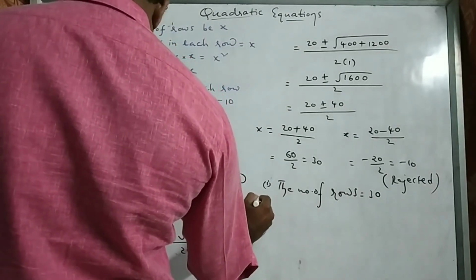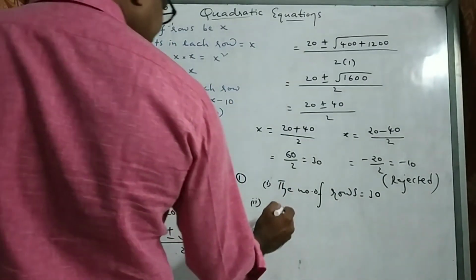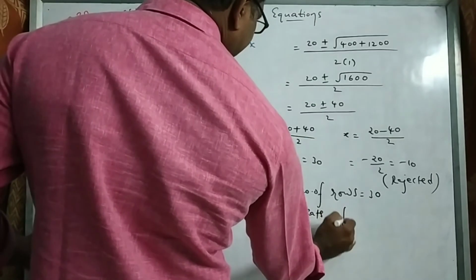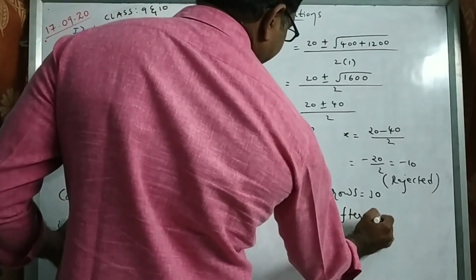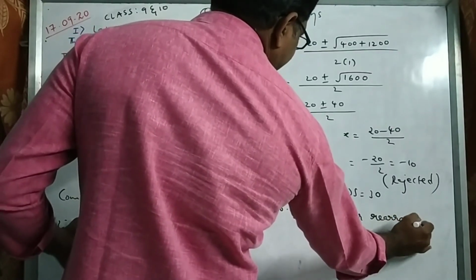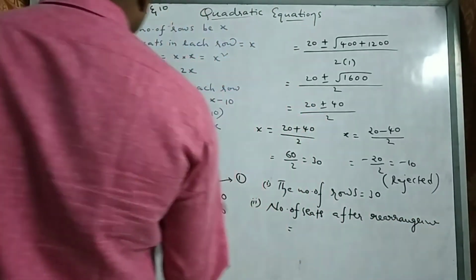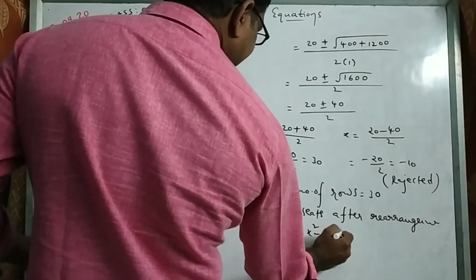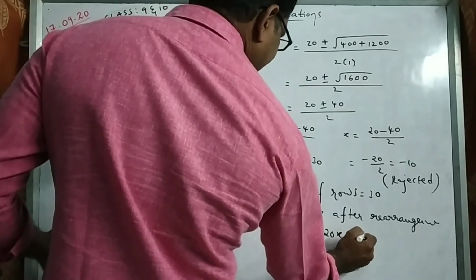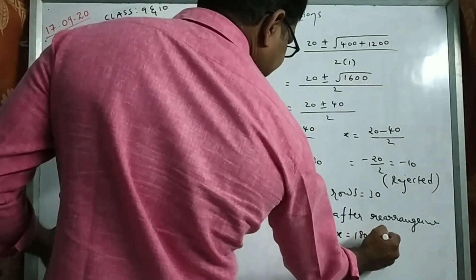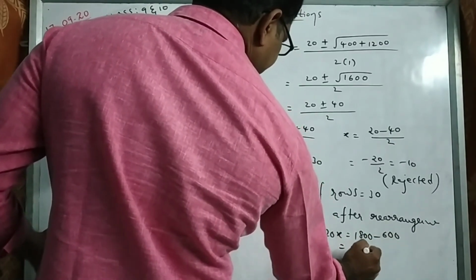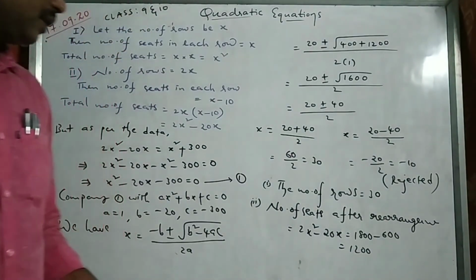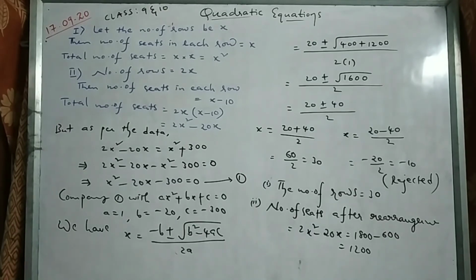Second one, number of seats after rearrangement. Number of seats after rearrangement, how many we have? This one, 2x square minus 20x. So I will take x value 30 here. 1800 minus 20 into 30, 600. So that will be 1200. So after rearrangement, how many seats are there? 1200. Okay? Hope it is clear. Thank you.